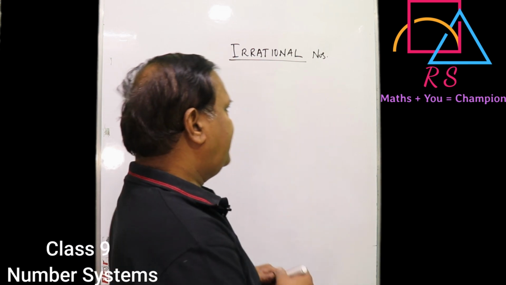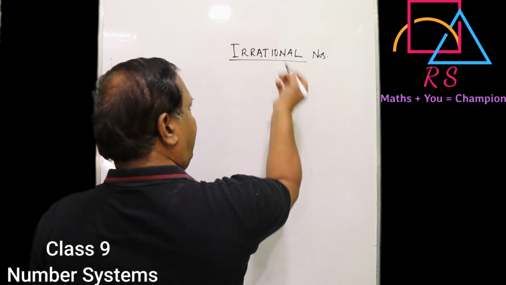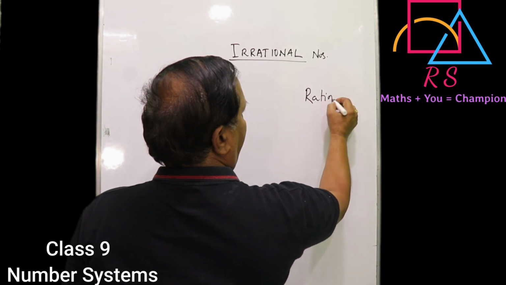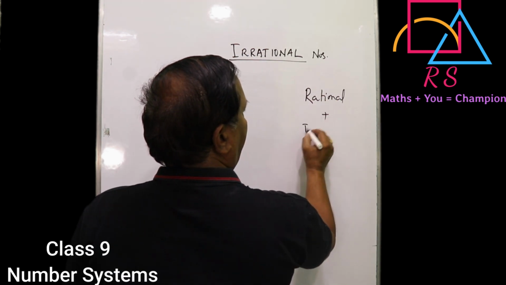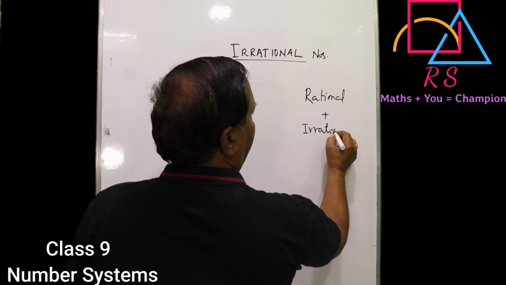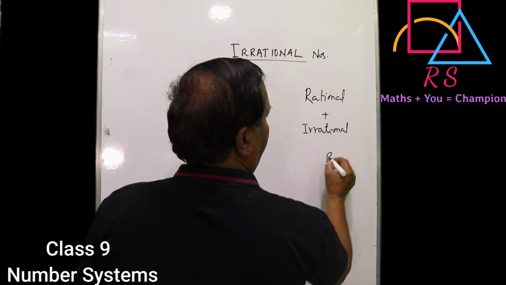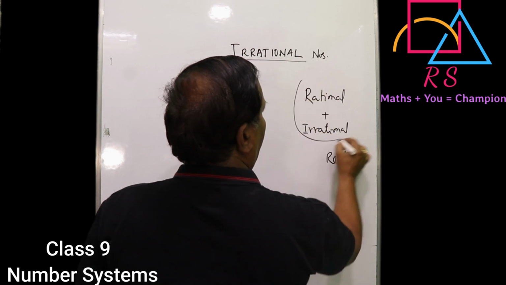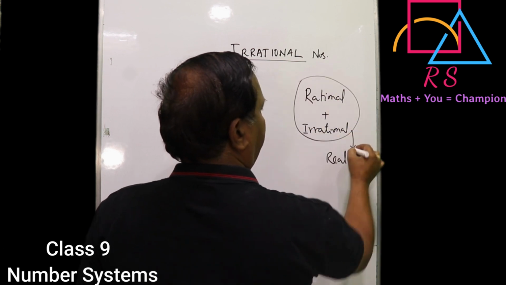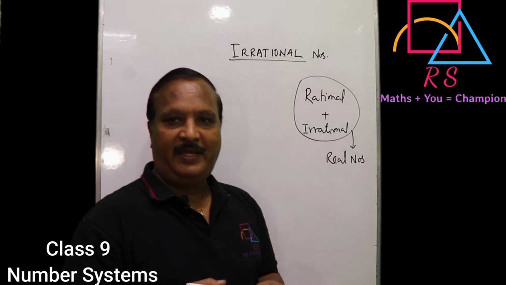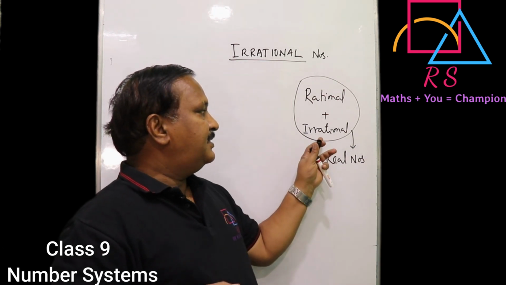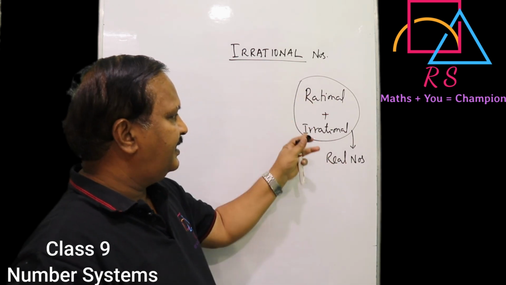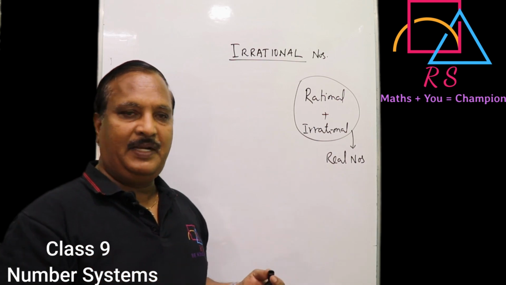So besides rational numbers, there are irrational numbers also. These rational numbers and irrational numbers together we call them as real numbers. Real numbers. These two together, they are real numbers. Because real means existing. So all these numbers, they are existing on the number line.